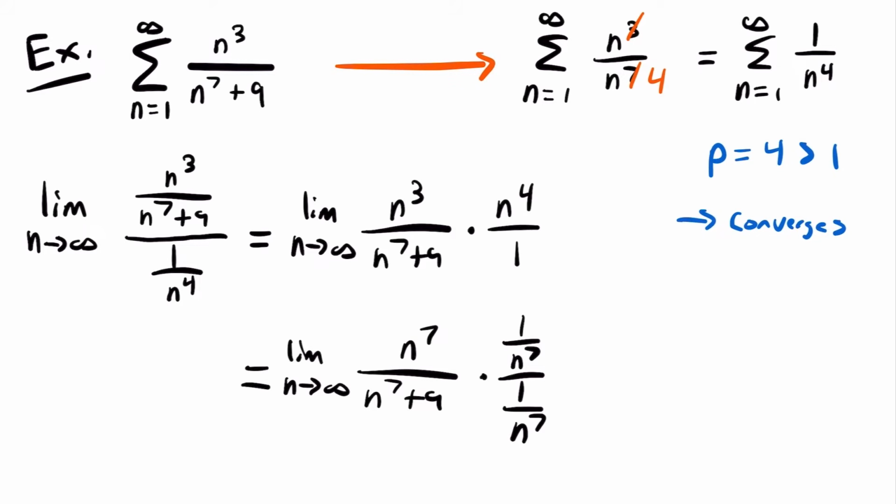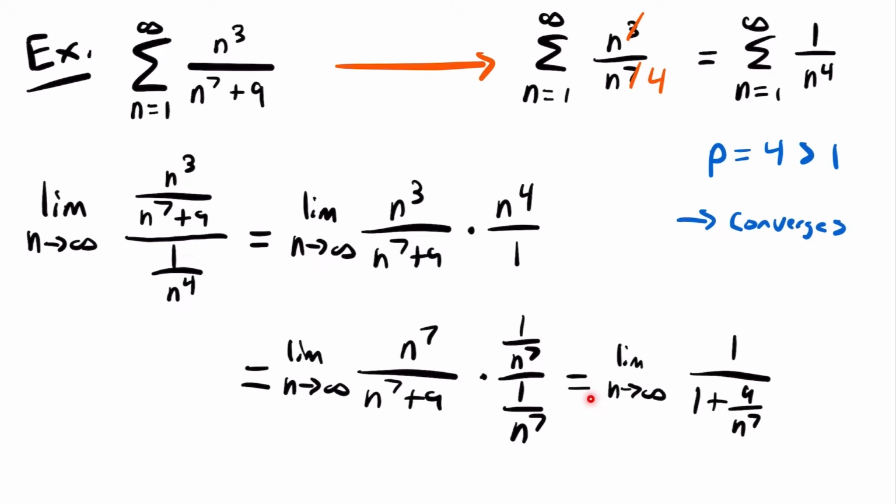And so if you were to simplify, this would be equal to the limit as n approaches infinity of 1 divided by 1 plus 9 divided by n to the power of 7, right? n to the power of 7 divided by itself is 1, and that also occurs down here, but then you have 9 times 1 divided by n to the power of 7, which is right here.